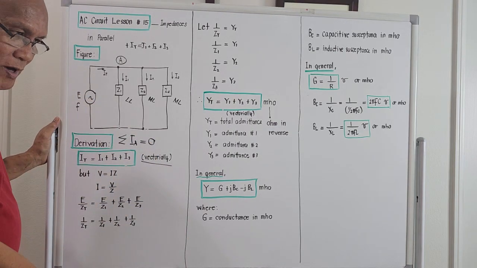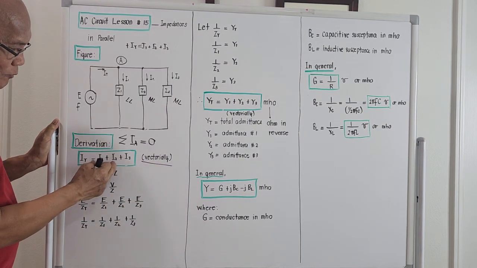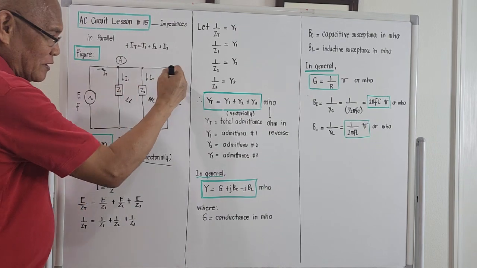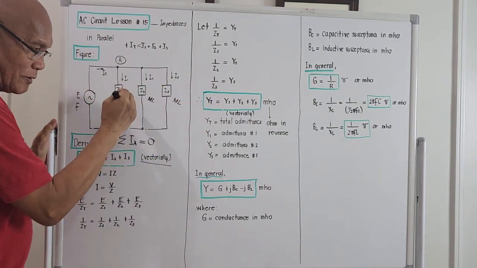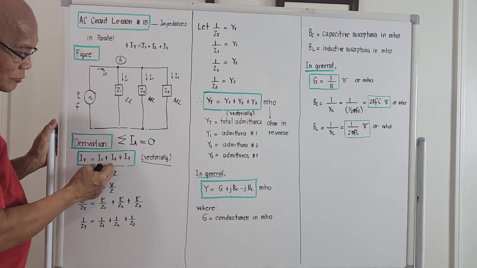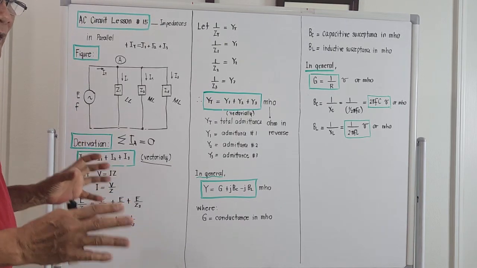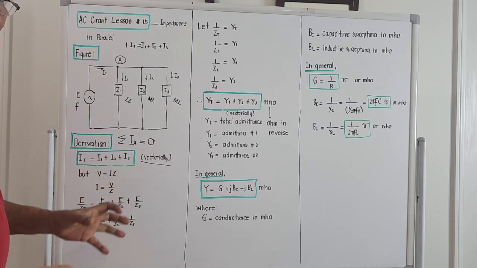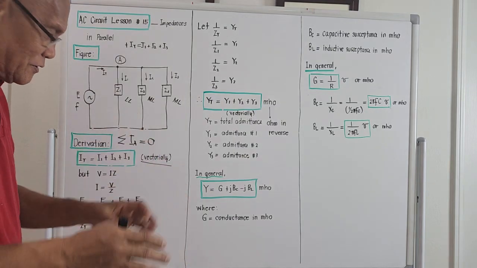So equation number 1 for a parallel circuit: I total will be equal to I1 plus I2 plus I3. It depends on how many loads are connected in parallel, but for this given figure, it will be up to 3. So I total will be equal to I1 plus I2 plus I3. Okay, let's try to bring out how to compute the total impedance for parallel impedances.